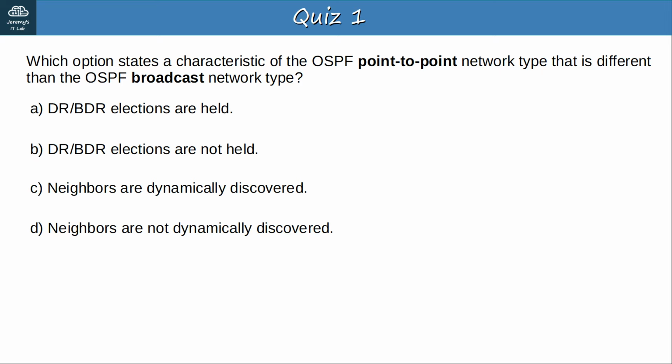Pause the video to think about your answer. The answer is B. In the OSPF point-to-point network type, DR and BDR elections are not held. C, neighbors are dynamically discovered, is a correct statement about the point-to-point network type, but it is also true about the broadcast network type, so it is incorrect. Let's go to question 2.